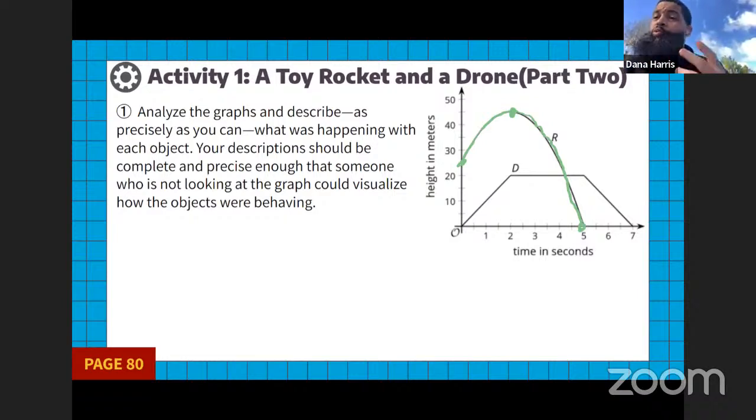It was launched 25 meters above the ground. It reached a maximum point after 2 seconds of 45 meters. And after 5 seconds, the rocket hit the ground. So that's one thing we want to think about, right?